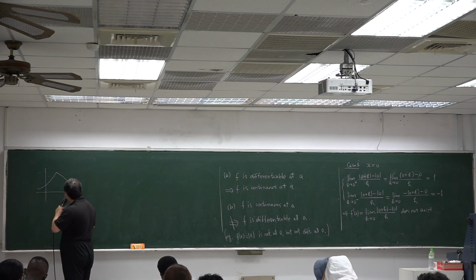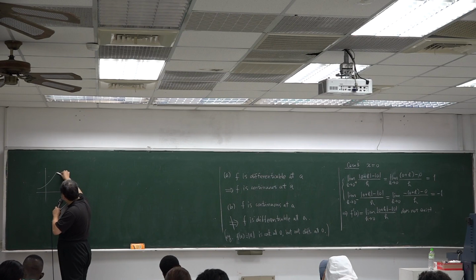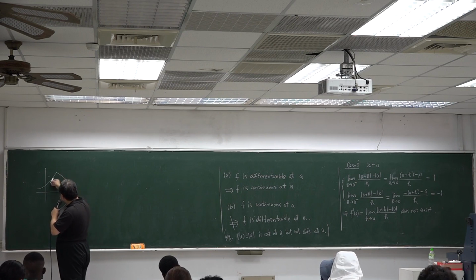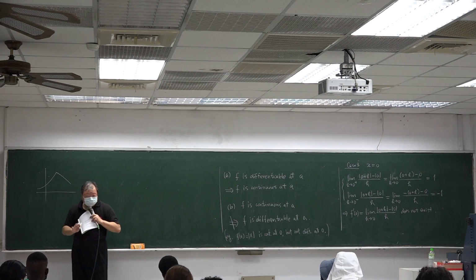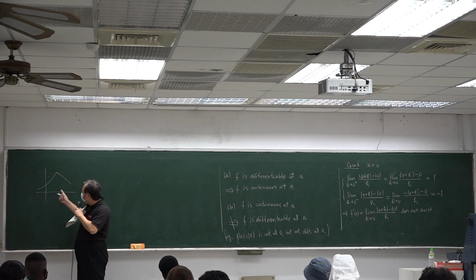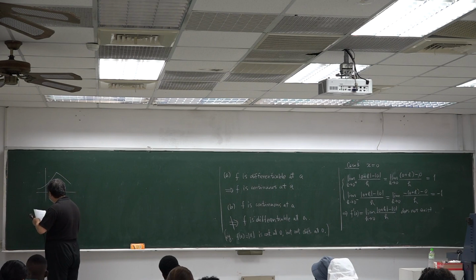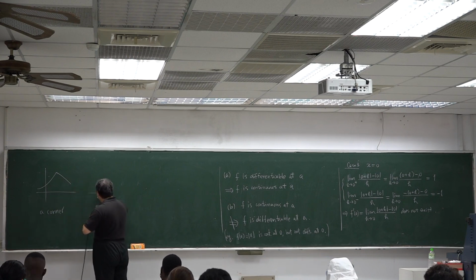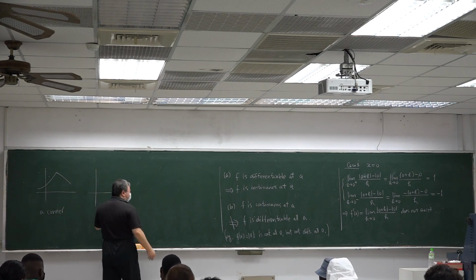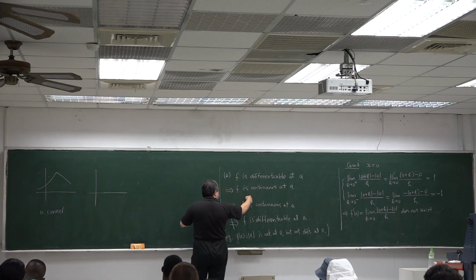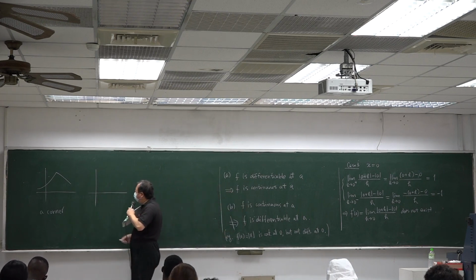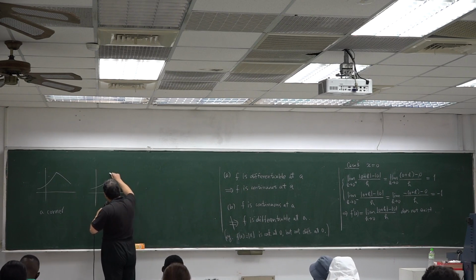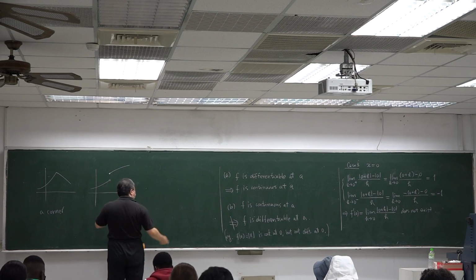Like this. Here the right derivative exists, the left derivative exists, but they are not the same. In this case, we say there is a corner here. Because differentiability always implies continuity, if f is not continuous here, then definitely f is not differentiable here.